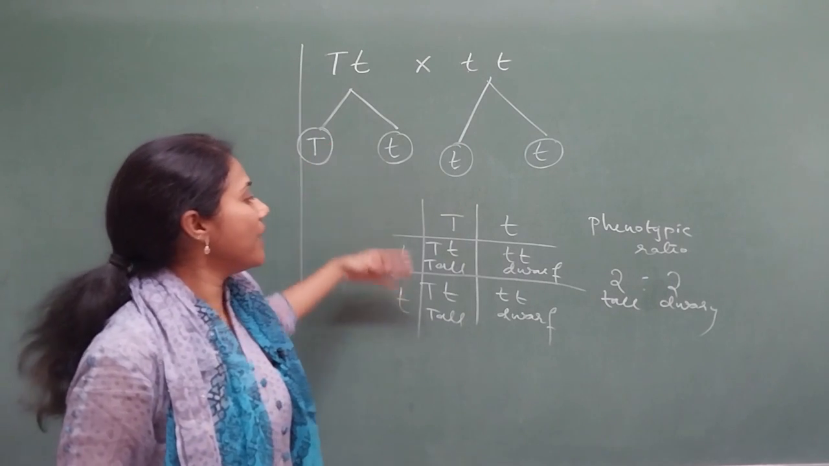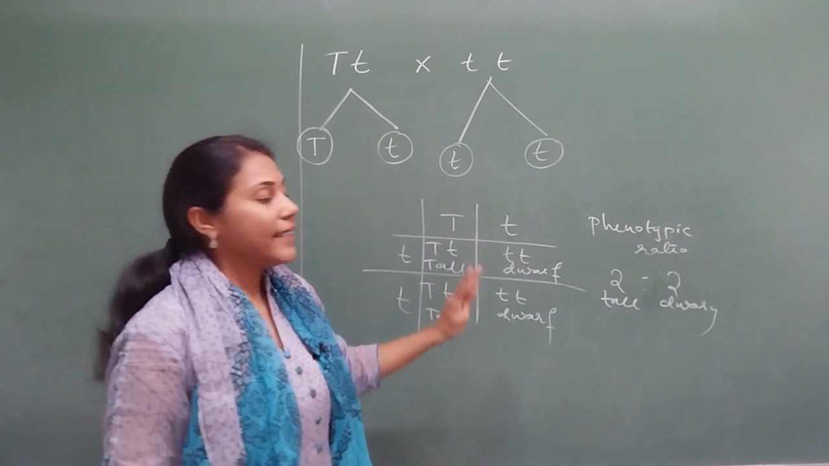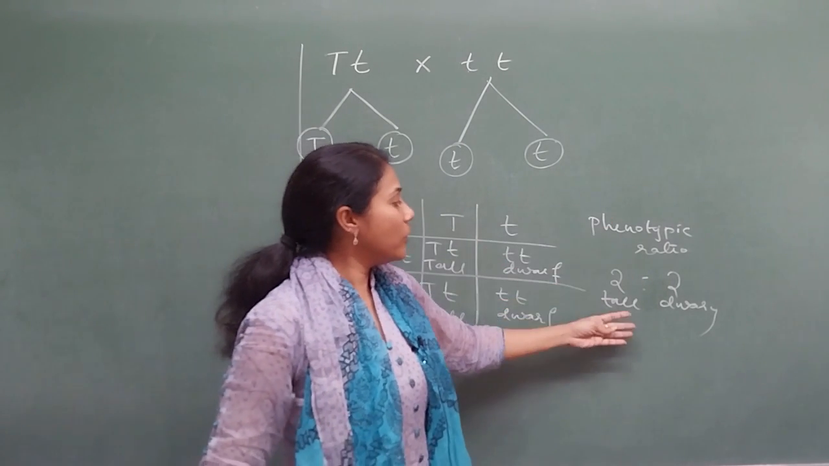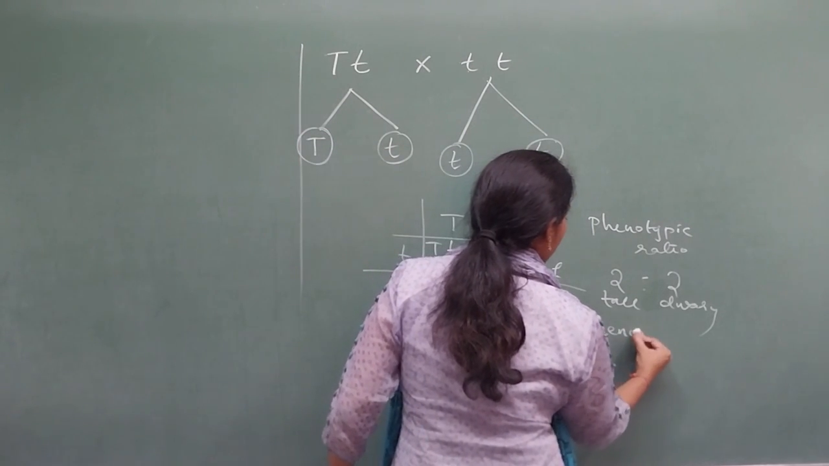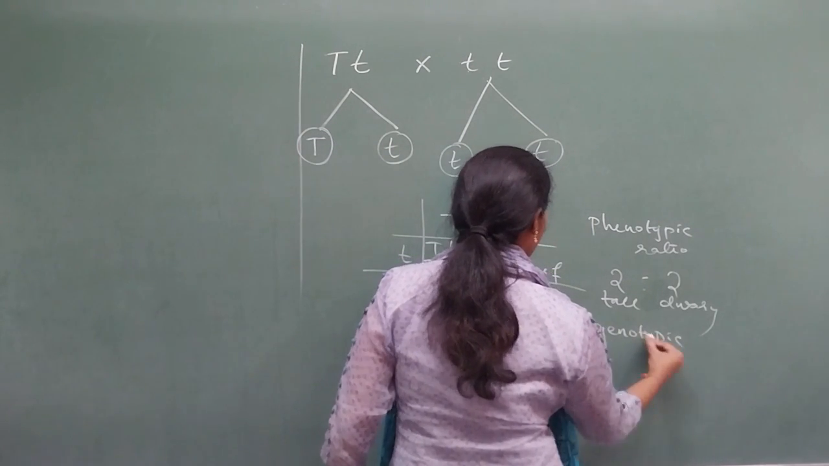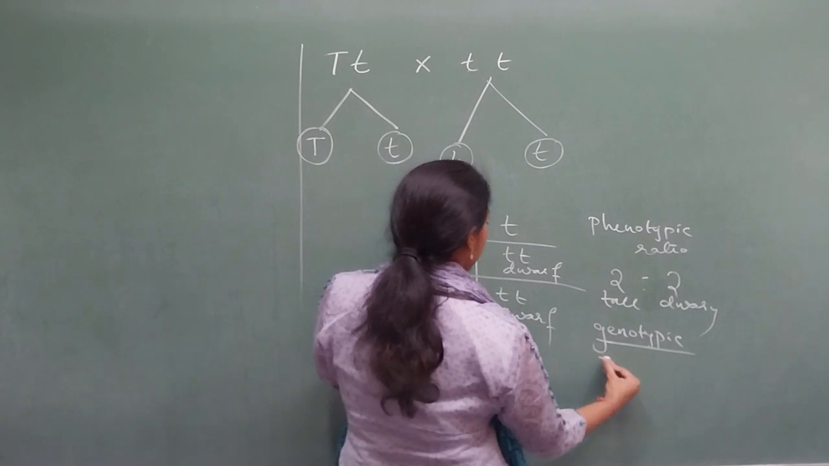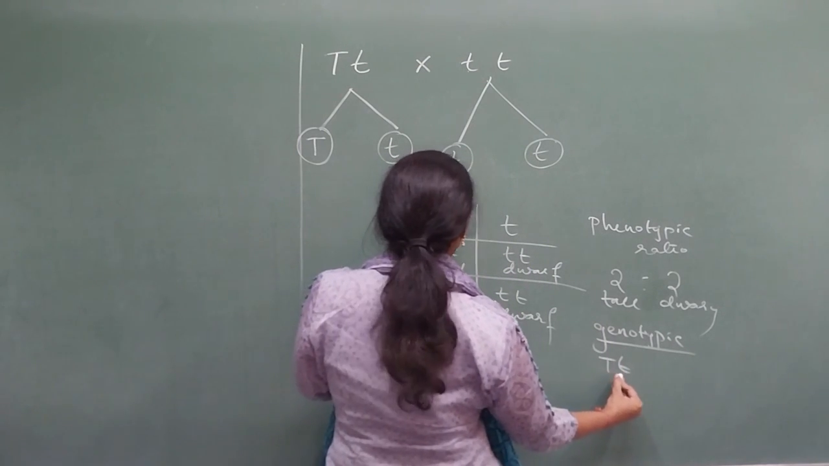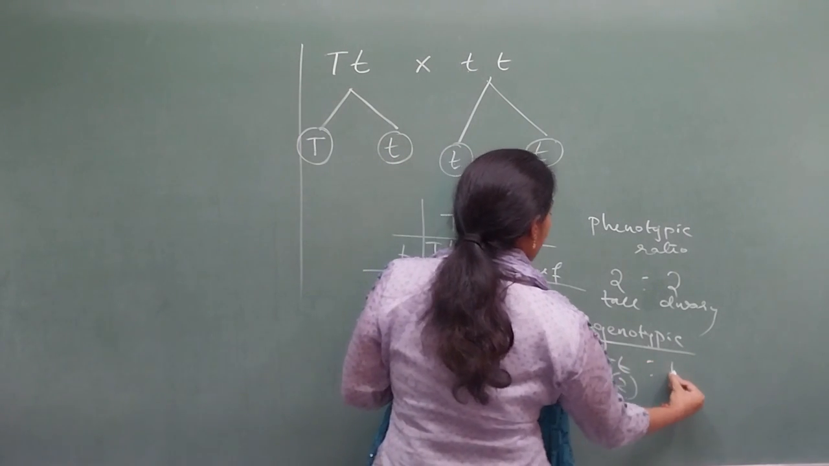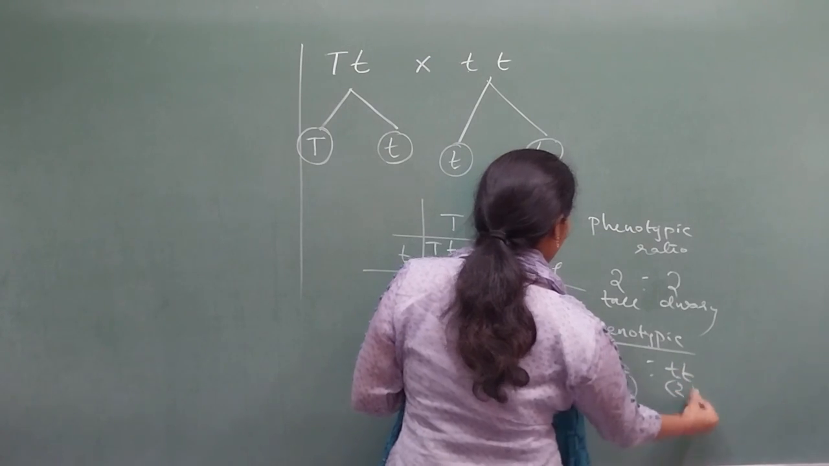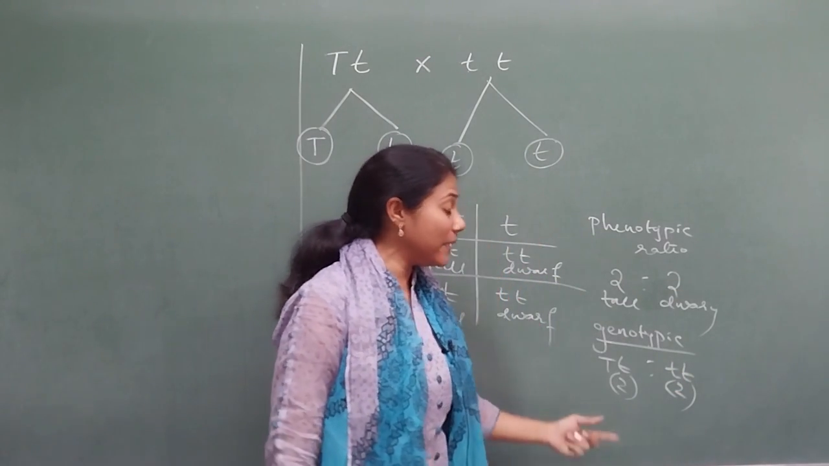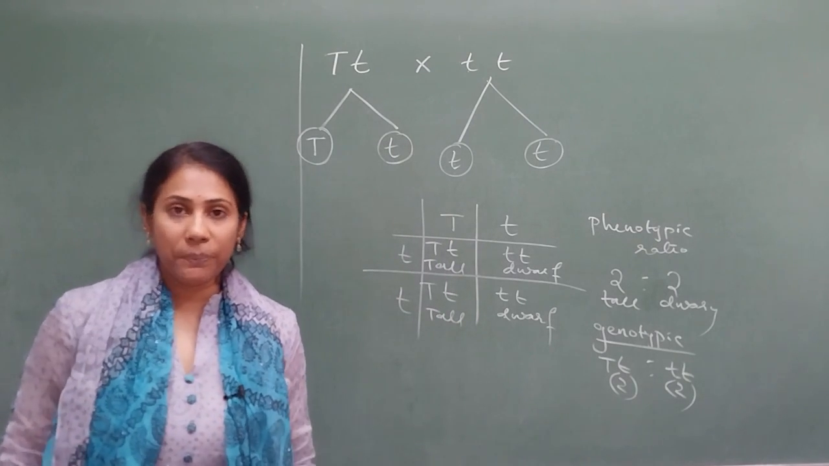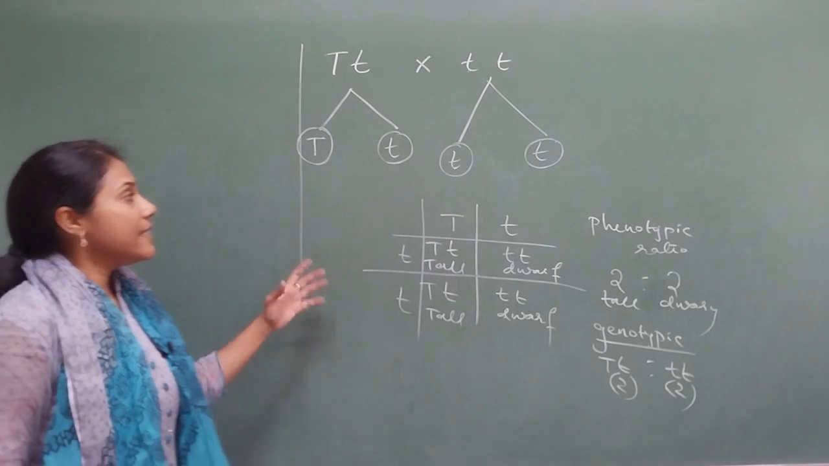Just mention this workout, and mention the phenotypic ratio, and the genotypic ratio also you can mention. Genotypic ratio would be, see capital T, small t, how many are there? 2 are there, and small t also 2 are there. Phenotypic ratio 50-50%, genotypic ratio is also 50-50%. So this is the answer.